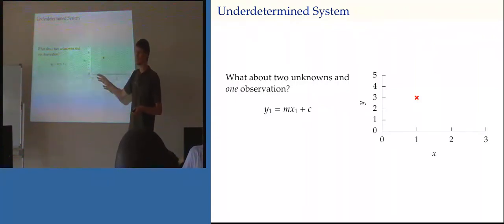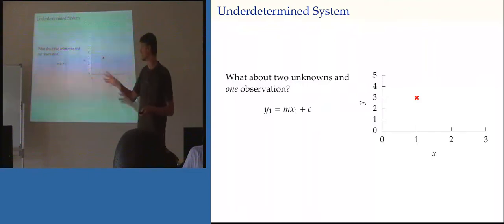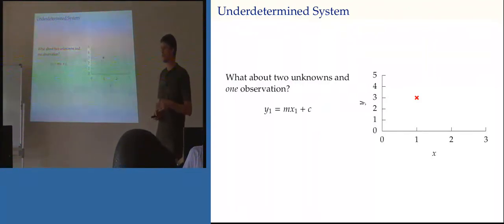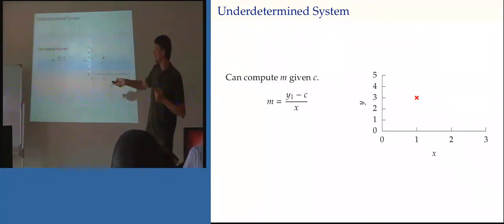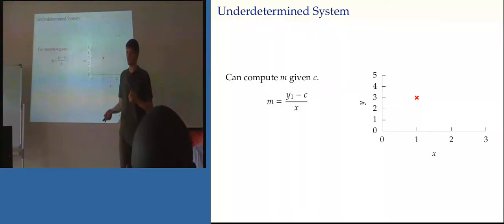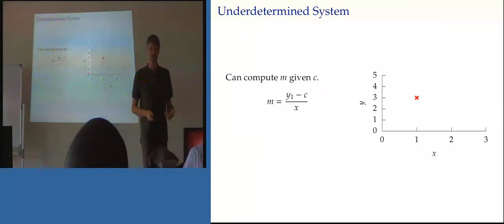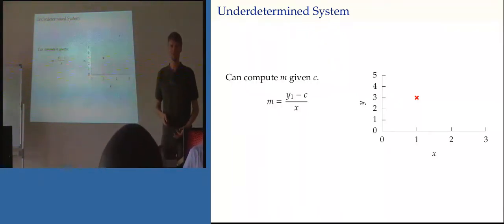Now here's a proposed solution. I want to know these two parameters, but what if we do the same thing again? I'm going to say we can compute M if we know C and this data point. This is just reordering the linear equation: if I know C, I can give you a value for M. So what do you think I'm now going to do with C?